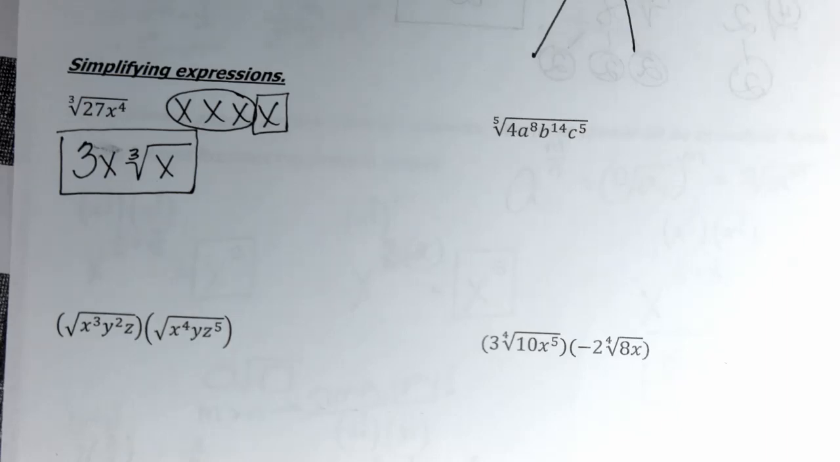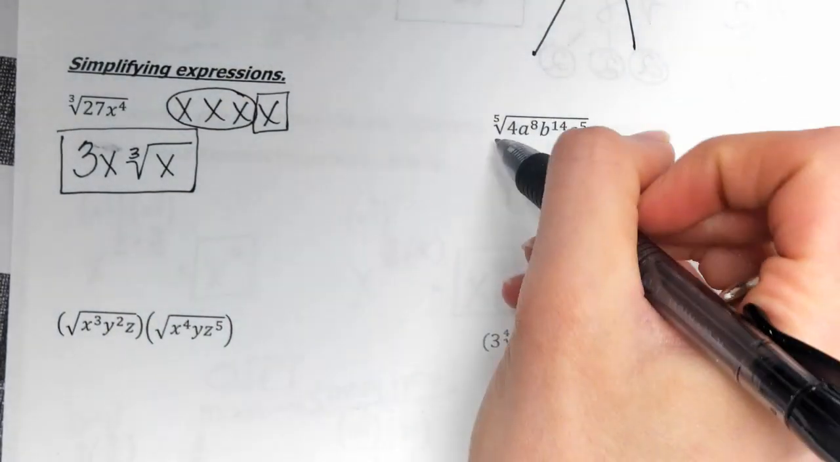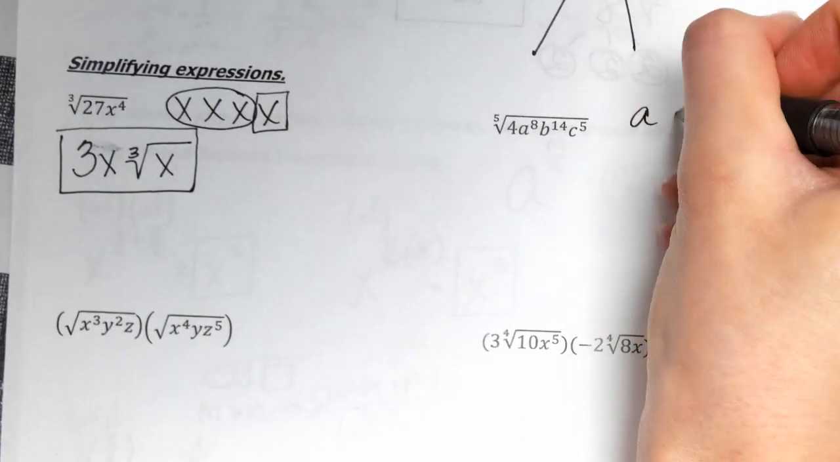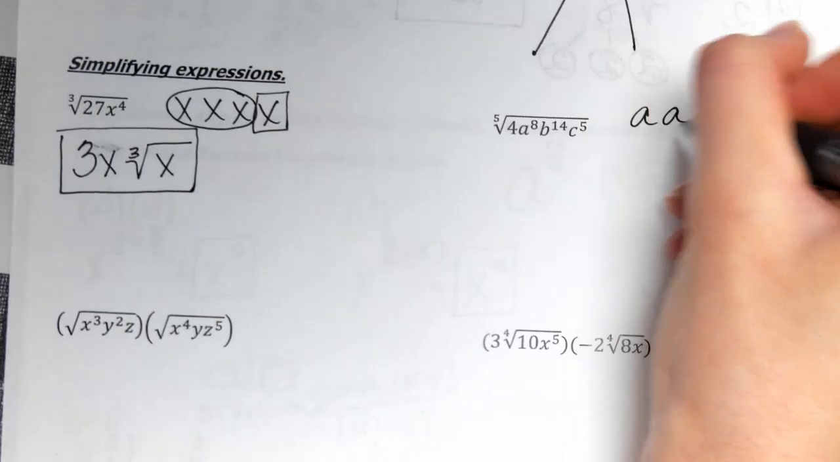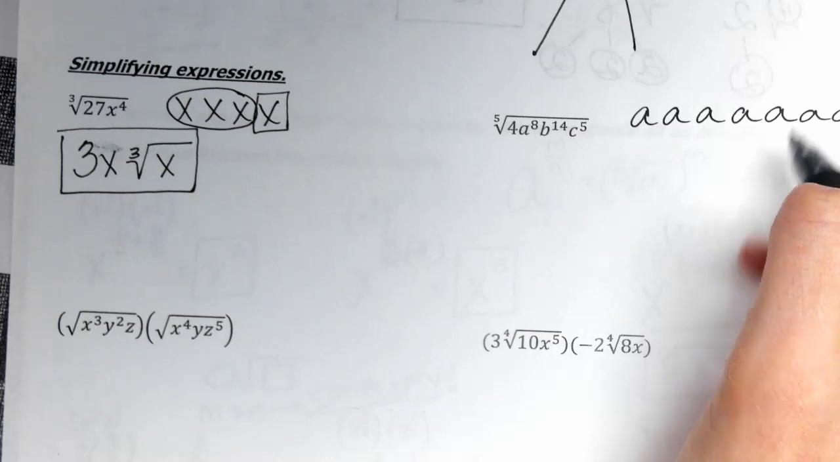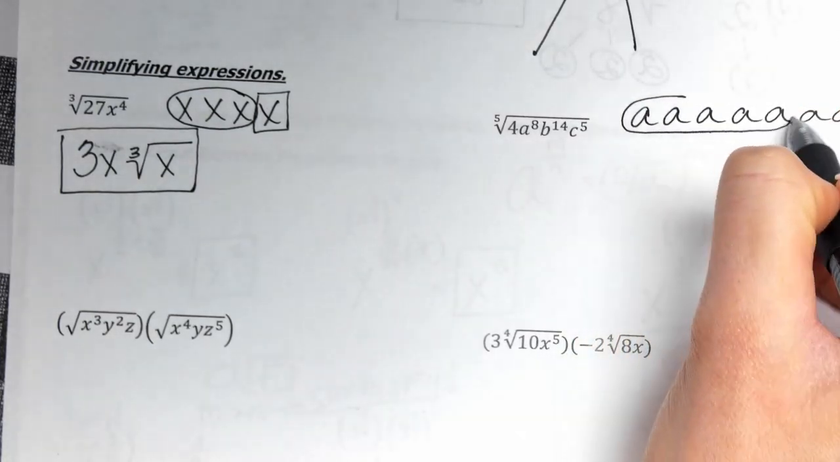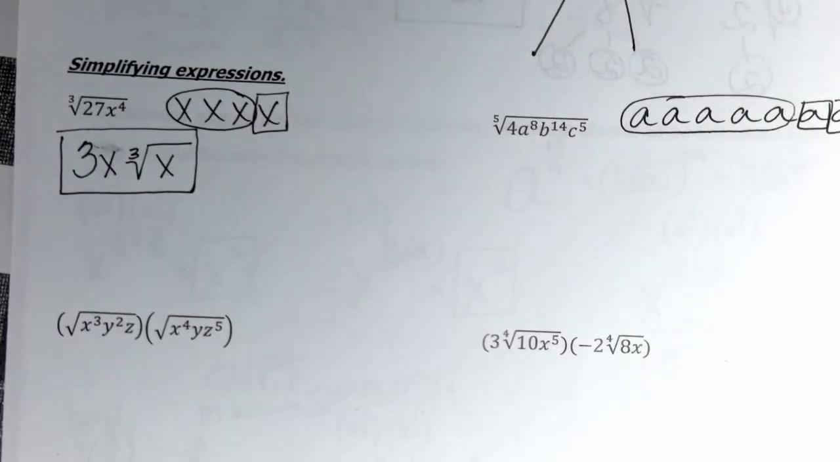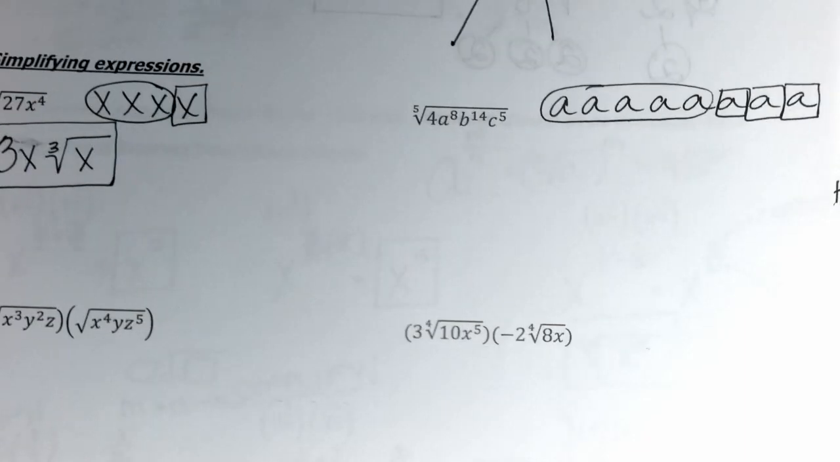Okay. 5th root of 4, a to the 8th, b to the 14th, c to the 5th. 5th root of 4, I can't simplify that. Okay. A to the 8th, I have 8 a's. I need a group of 5s. That leaves me with 3. If you can do the mental math between your exponents in your head, then you don't have to list everything out. Like if I'm looking at 8, me personally, how many 5s can I get out of 8? 1. I got 3 left over.